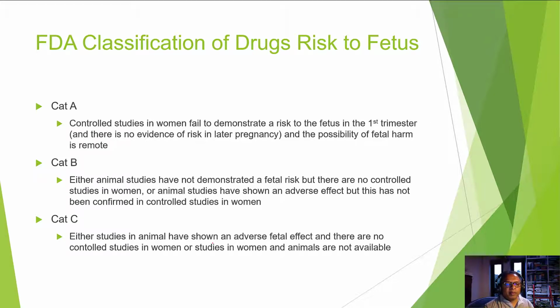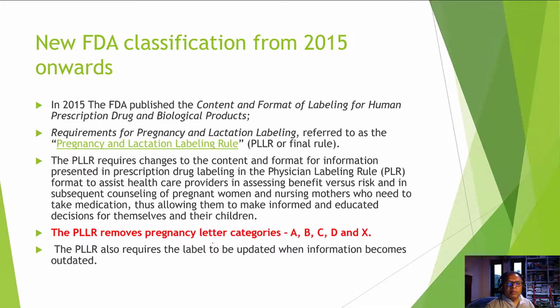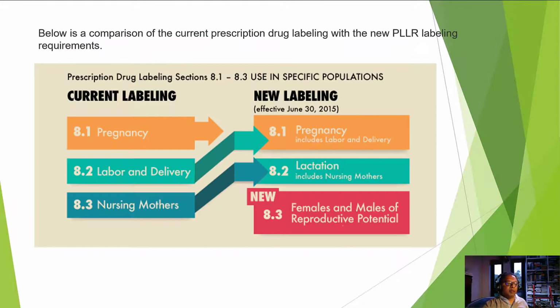They categorized drugs into 5 categories called A, B, C, D and X. This was used until recently, but from 2015 onwards they changed that. This classification again had certain imperfections. So what we are using now is called the Pregnancy and Lactation Labeling Rule, PLLR, and this has removed the ABCDX categorization. We were not supposed to use the X category because those drugs were unsafe in pregnancy.